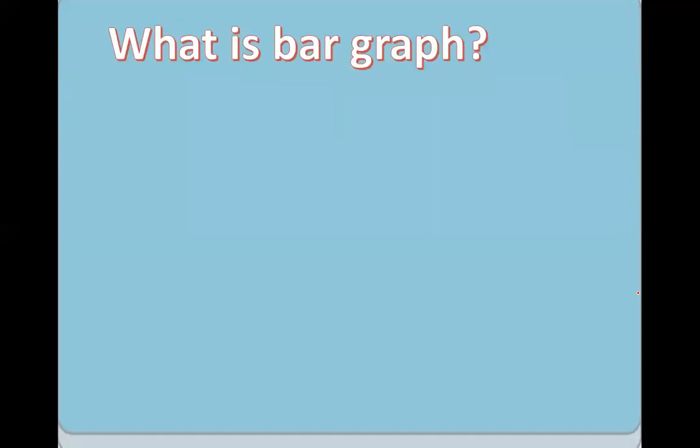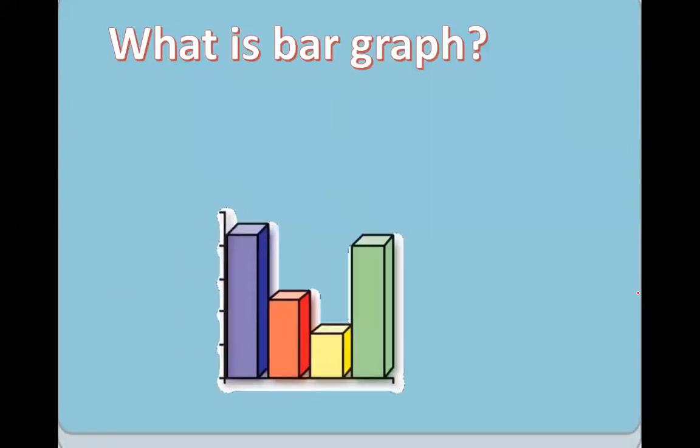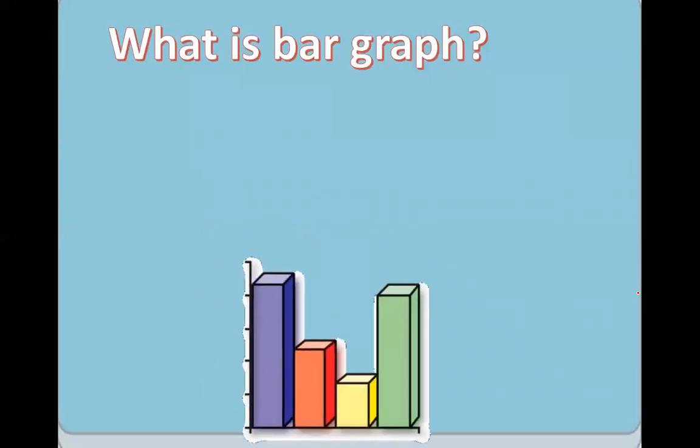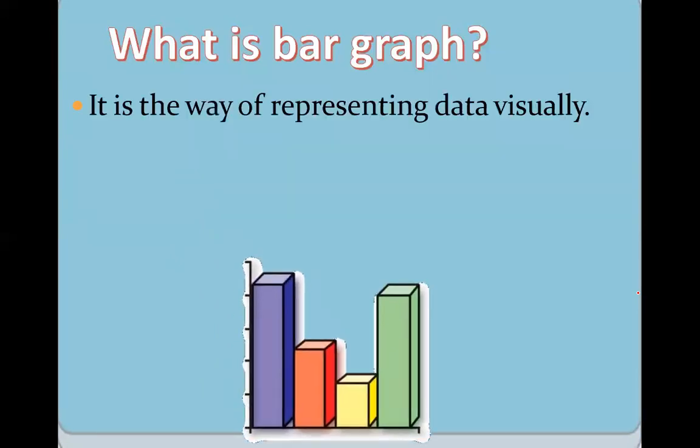Let's have a look at the bar graph. This is the main concept we are learning. What is a bar graph? So here is a picture of the bar graph. It is a way of representing the data visually. By seeing, by observing it visually, we can represent our data.